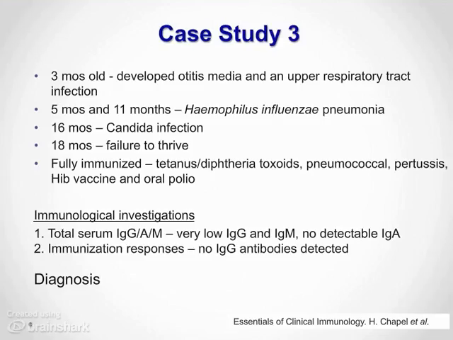This last case is a pediatric patient. At 3 months old, the baby developed otitis media and an upper respiratory tract infection. At both 5 months and 11 months, Haemophilus influenzae pneumonia was contracted. At 16 months, a Candida infection. And at 18 months, the baby was diagnosed as failure to thrive. The infant was fully immunized with a round of vaccines.